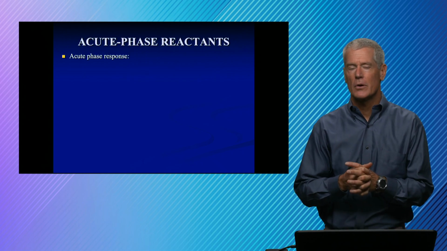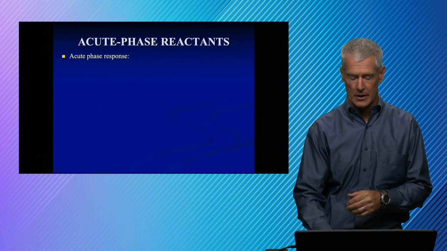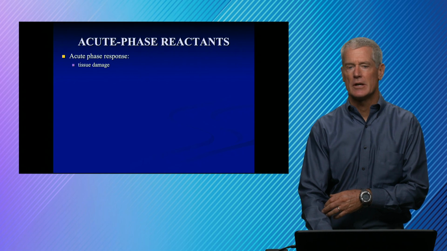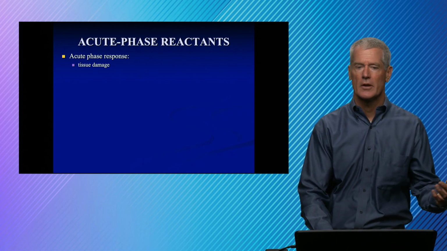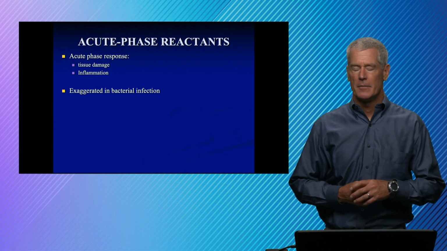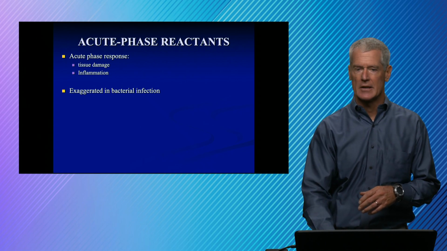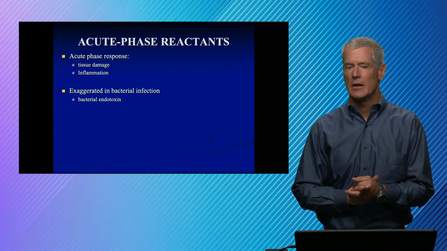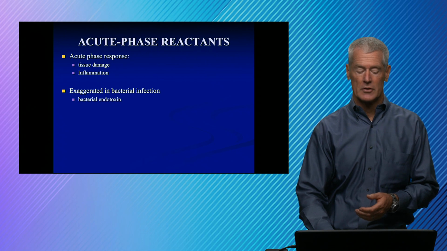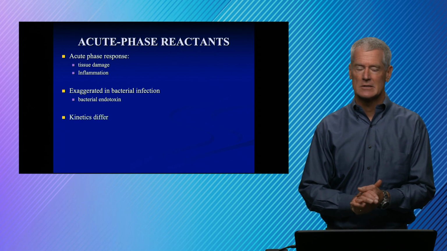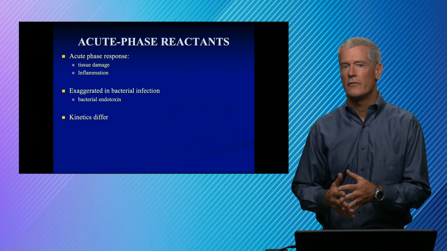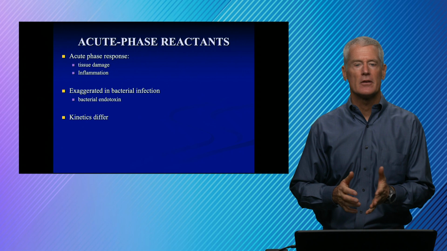These are proteins that are synthesized by the liver in response to inflammation. So tissue damage causes an acute phase response, inflammation, infection. In particular, bacterial infections, you get an exaggerated response due to endotoxin. So bacterial endotoxin is a prime stimulant for acute phase reaction synthesis. And the kinetics differ depending on which acute phase reactant you're monitoring and the disease state.